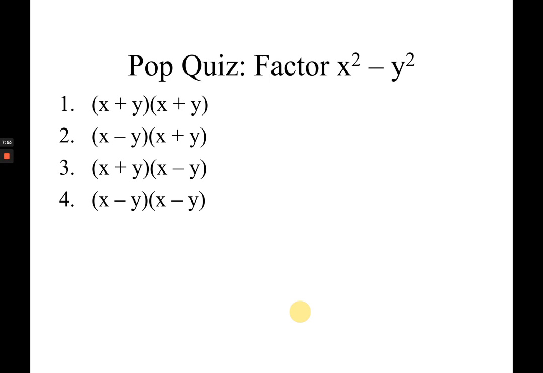And the correct answer is actually 2 and 3. It's not a repeat. It should be alternate. Minus can come first or plus can come first. The order doesn't matter. That's how you factor difference of two squares.